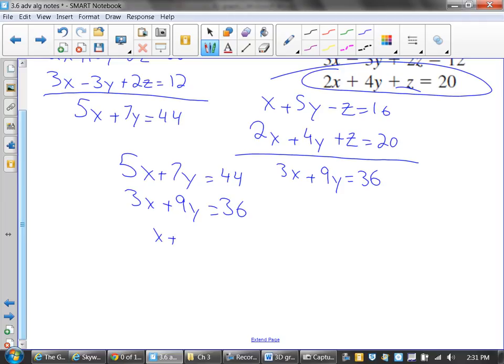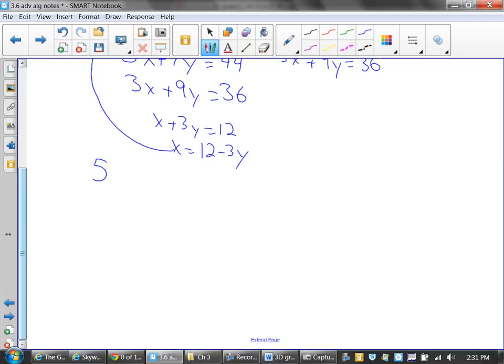And I get x plus 3y is 12. I know some of you did this, that you got x equals 12 minus 3y. Instead of using some linear combination, multiply the top by 3, the bottom by 5, and subtract, it works. I can substitute this in here right now, and I'll get an answer in terms of y.